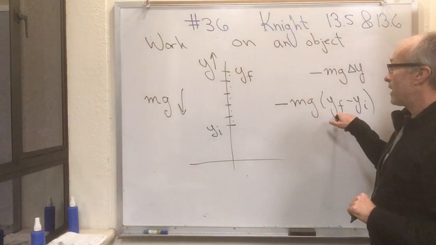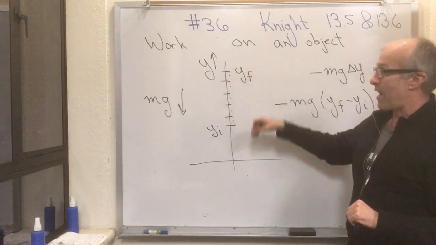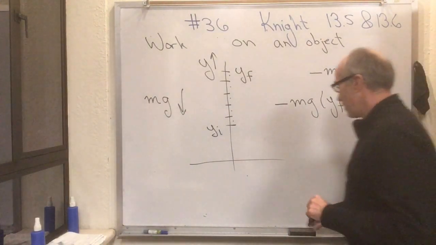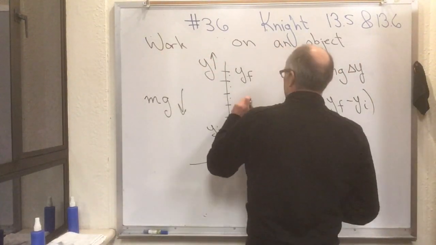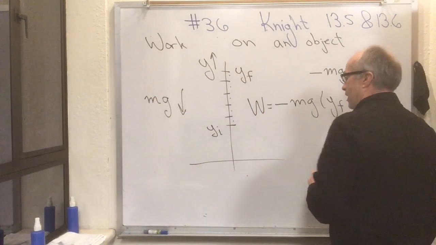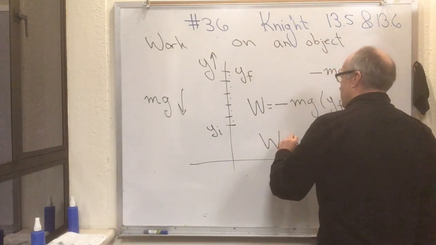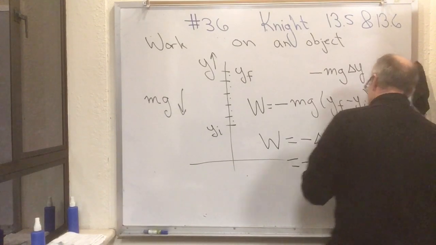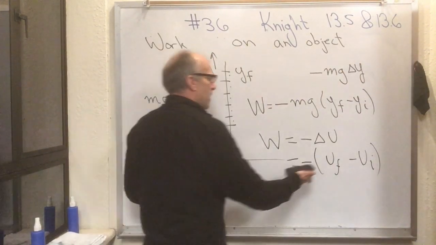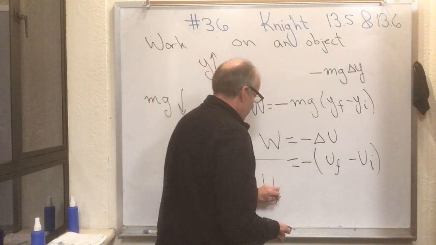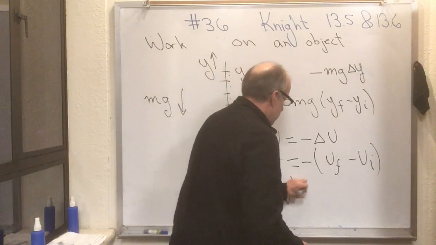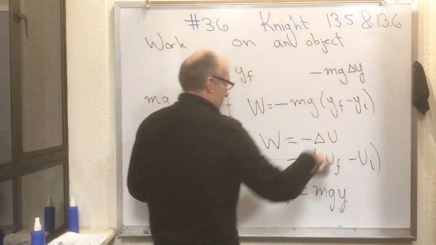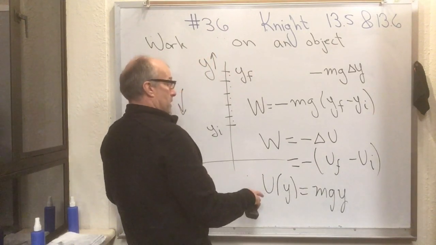Of course, if y final is less than y initial, that means the object is going down, then gravity does positive work. And as something goes down, it speeds up thanks to gravity. Okay, so that was your formula for the work done by gravity. From that formula and the fact that we want W to equal minus delta U, which is minus (U final minus U initial), we said we can pick U as a function of y to equal mgy. Then when you plug in y final and y initial into this formula, you get the right amount of work.